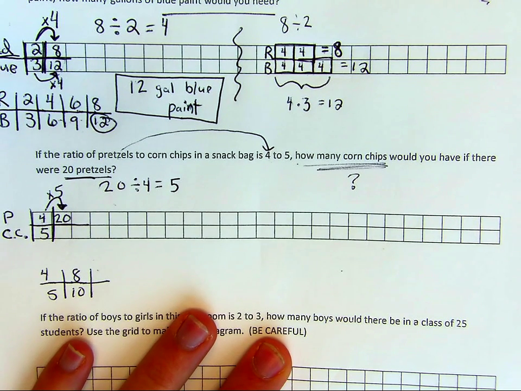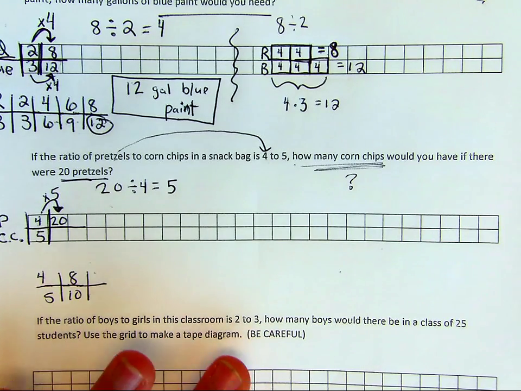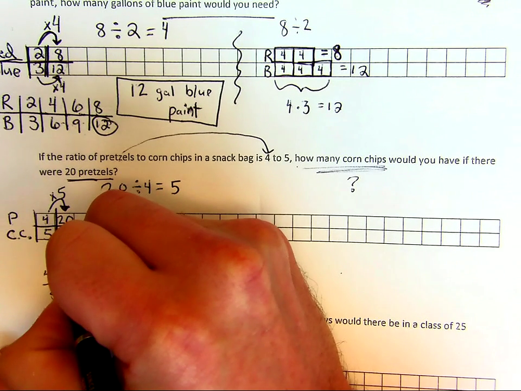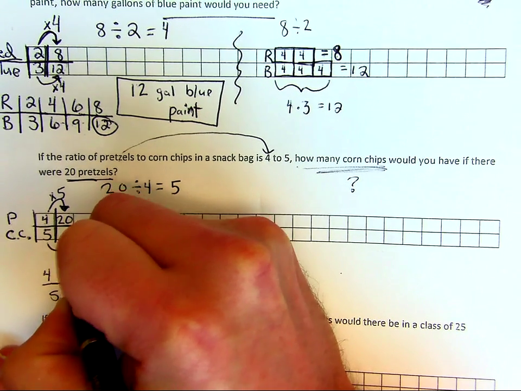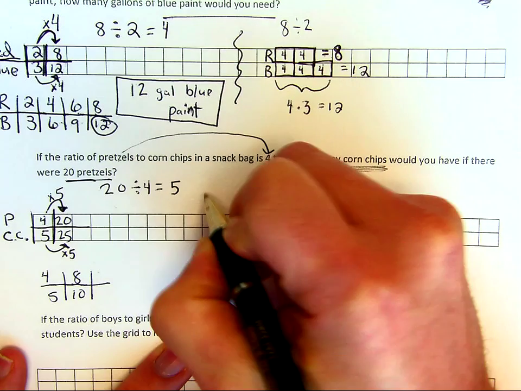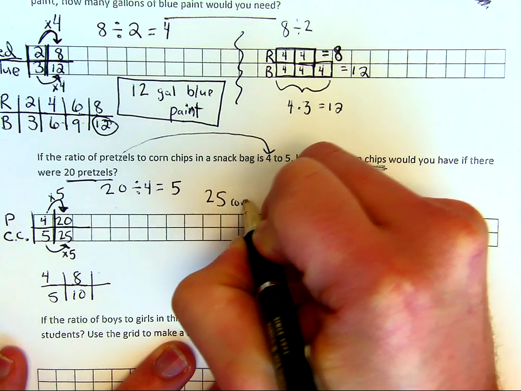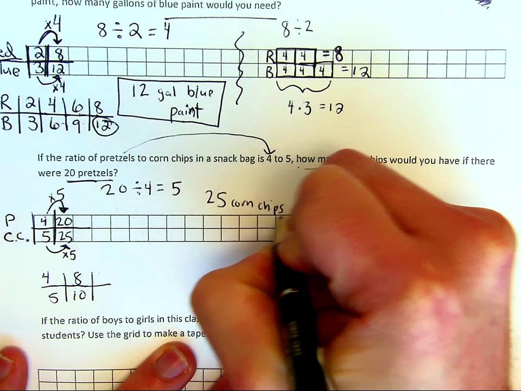So what's the next step? Chris? Times 5 also. Multiply by 5. 5 times 5 means 25. So I have 25 corn chips.